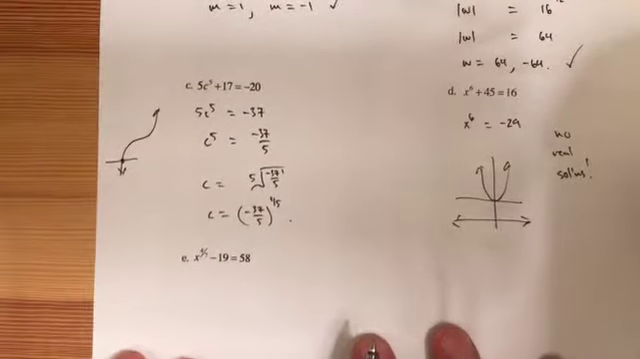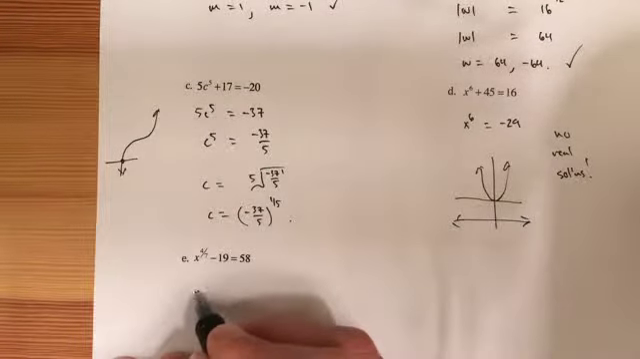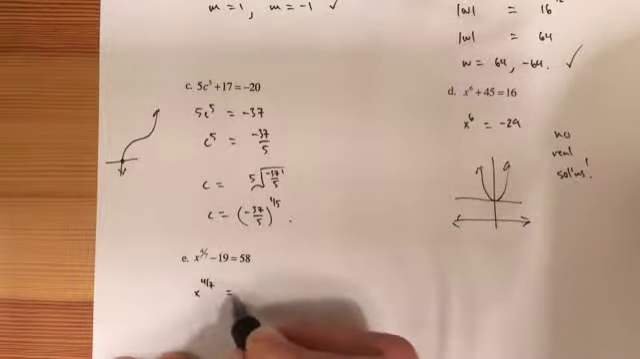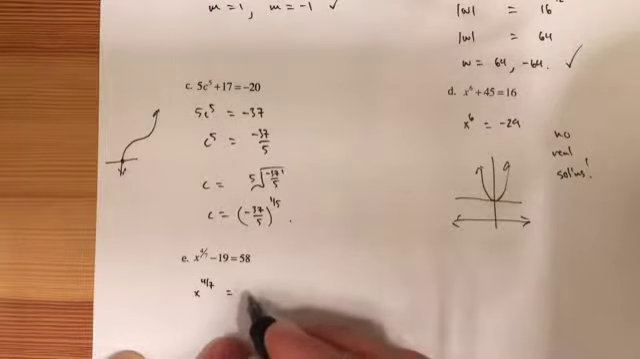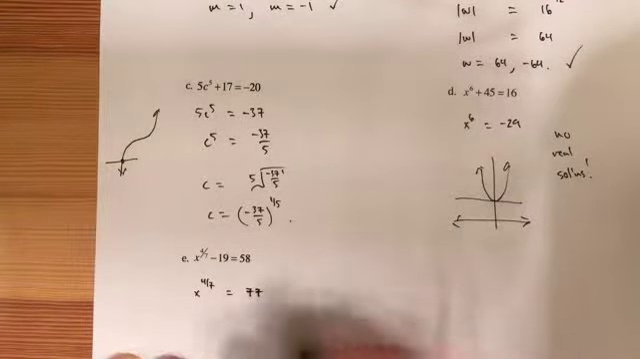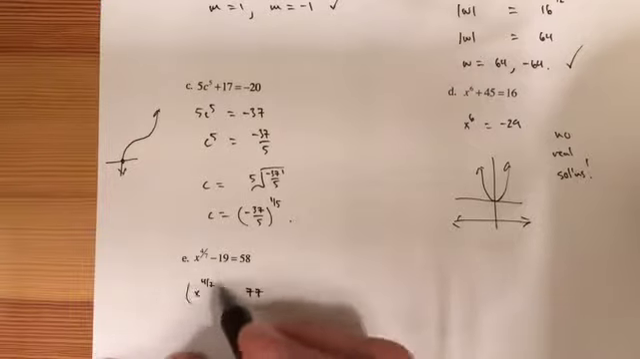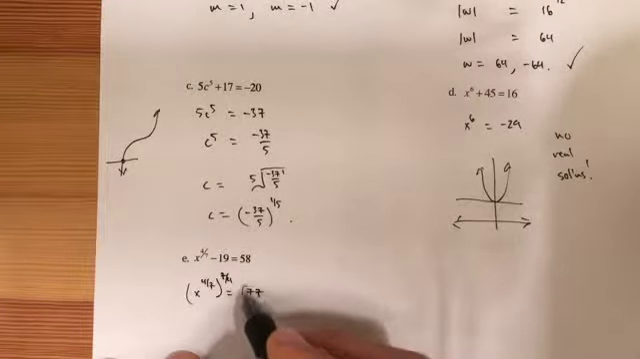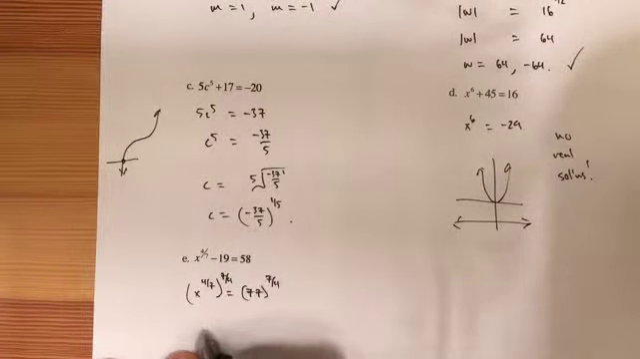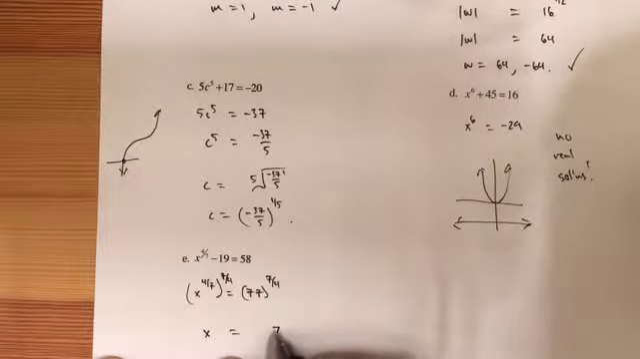Finally, I've got x to the 4/7 minus 19 equals 58. So x to the 4/7 is equal to 58 plus 19, which is 77. Raise both sides to the 7/4 power. And I get x is equal to 77 to the 7/4 power.